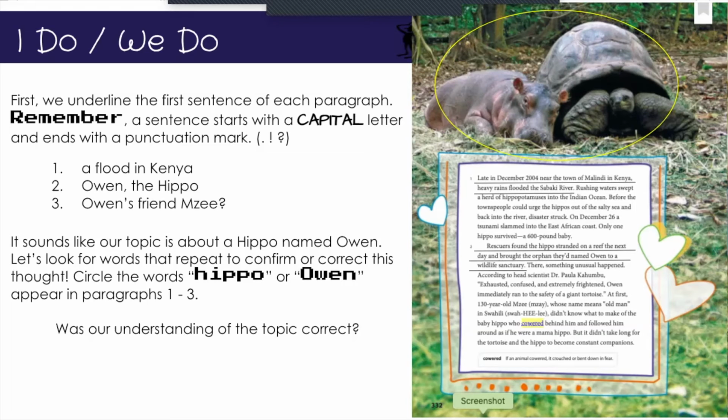Let's look at paragraph 2. Rescuers found the hippo stranded on a reef the next day and brought the orphan they named Owen to a wildlife sanctuary. Paragraph 2 is starting off by talking to me about the hippo that survived and how his name is Owen. I went ahead and annotated that paragraph 2 is about Owen the hippo. And if I continue reading, I find a lot of details about Owen the hippo.